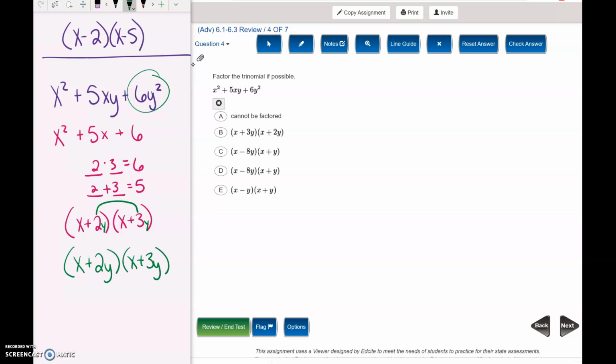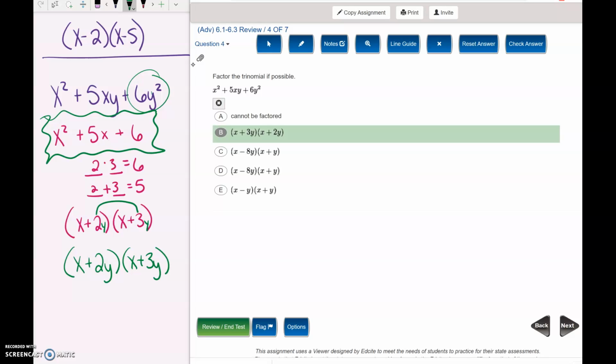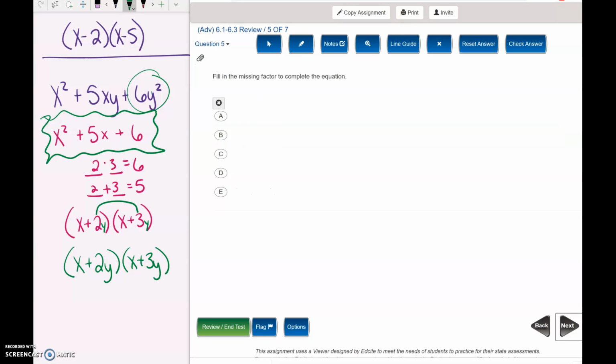But what I want you to see is, with the answer choices given to you, if you can factor this thing, you're good to go. If you know that it's positive 2 and positive 3, look for the answer that has a positive 2 and a positive 3, and you're good to go.